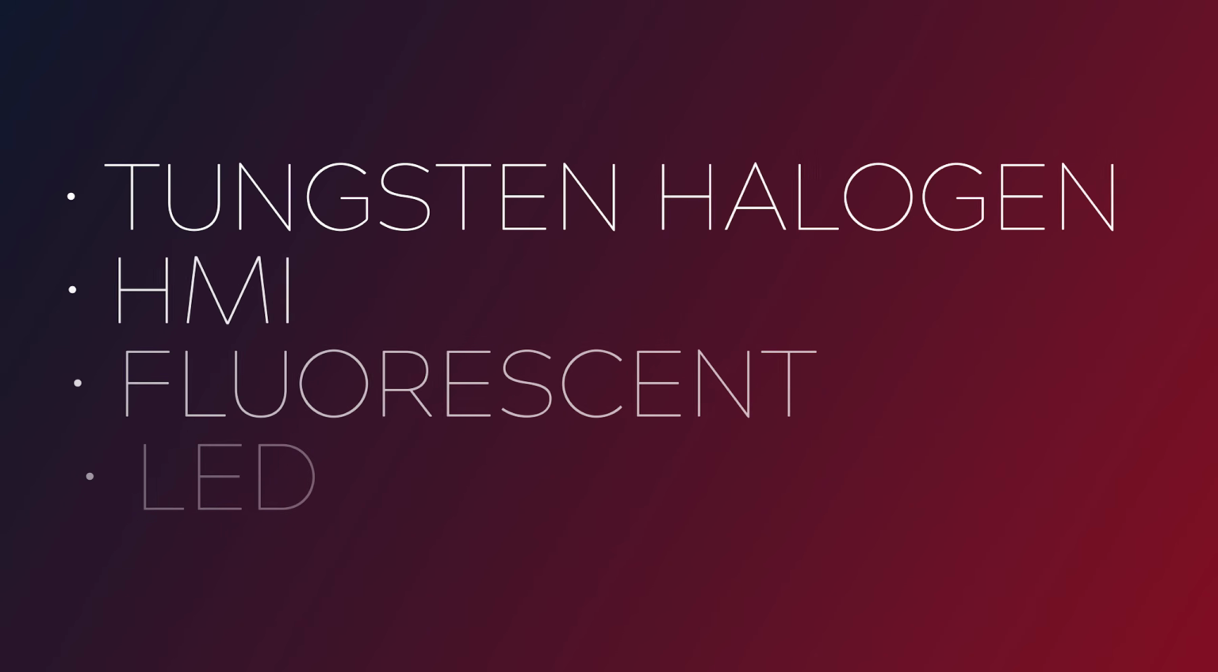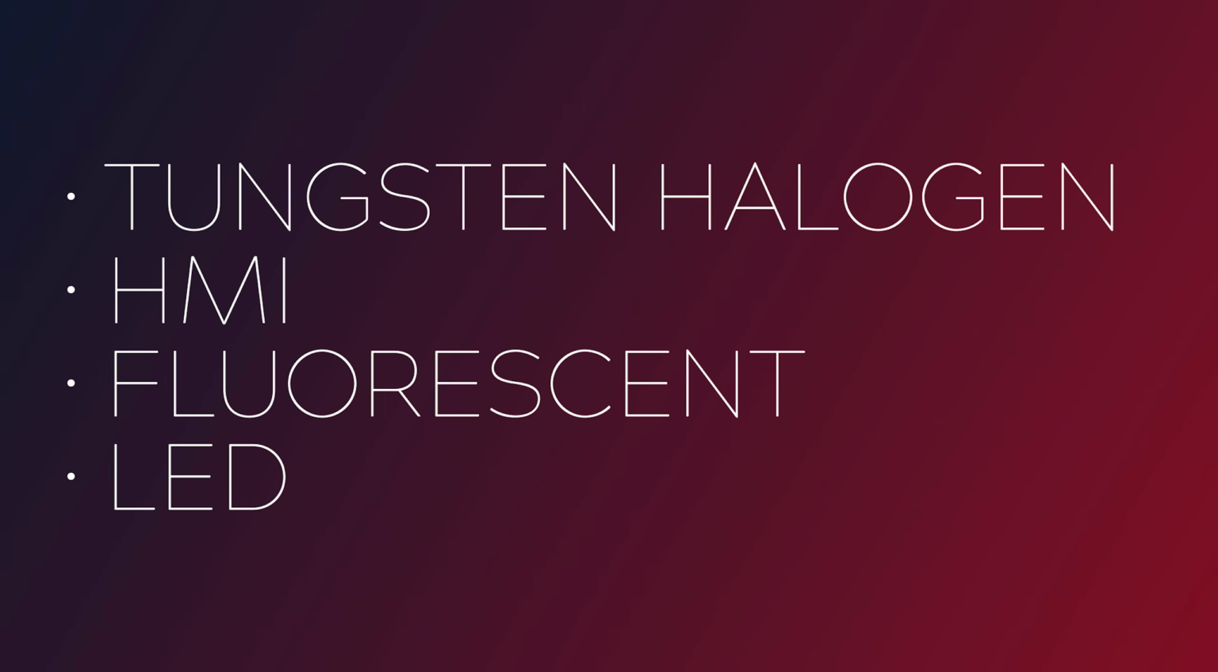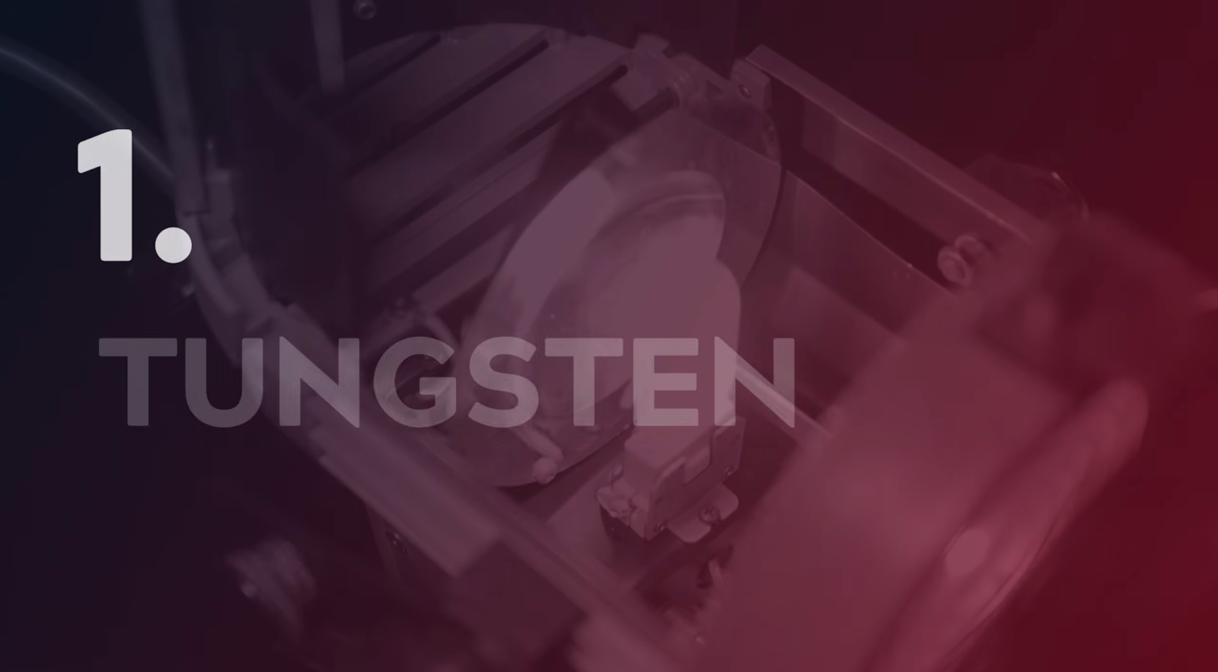Today, you're going to learn about the four most common types of lighting fixtures used in film. I'm going to give you a brief explanation on how each of them works, as well as the key differences between them. We'll be talking about tungsten halogen, HMI, fluorescent, and LED lights. All right, let's get into it.